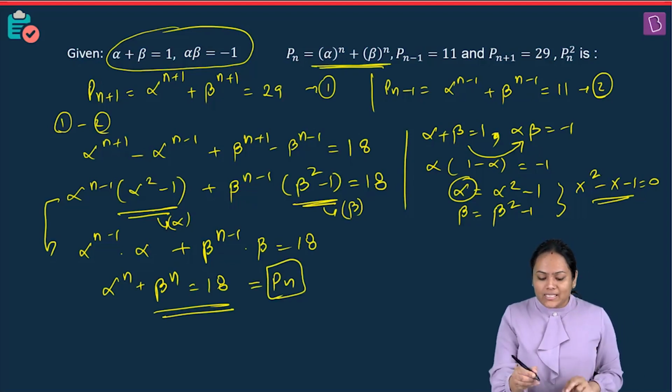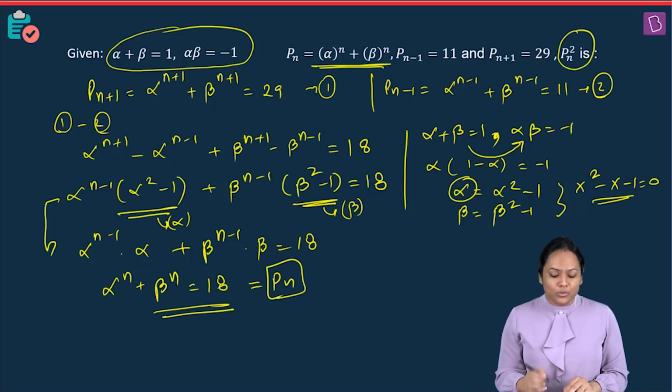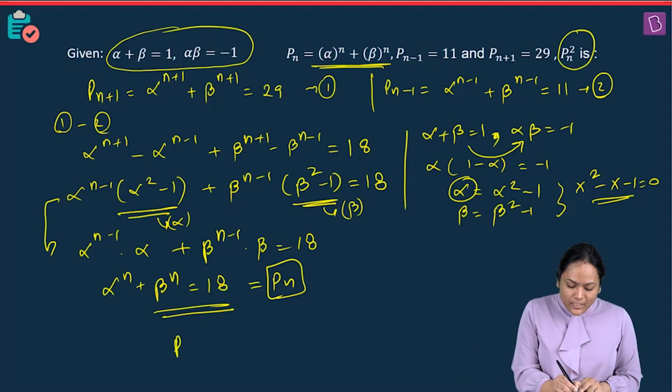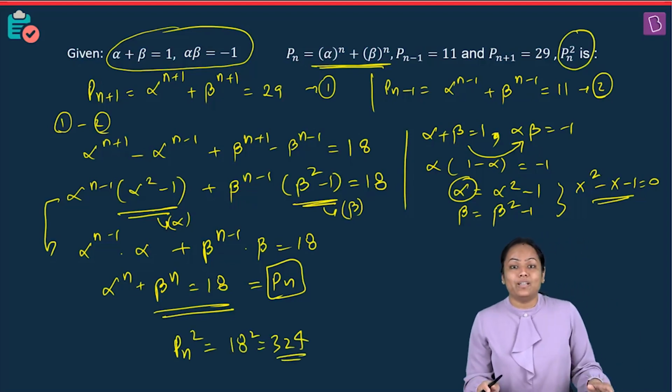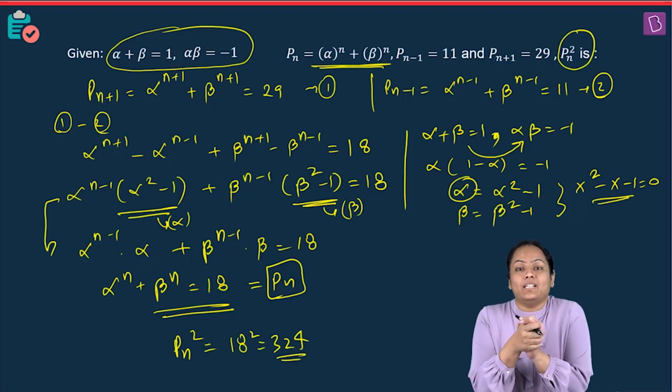And what have they asked us? Pn square value. So I'll just square. That means my Pn square value is 18 square, which can be written as equal to 324. This is going to be the final answer.